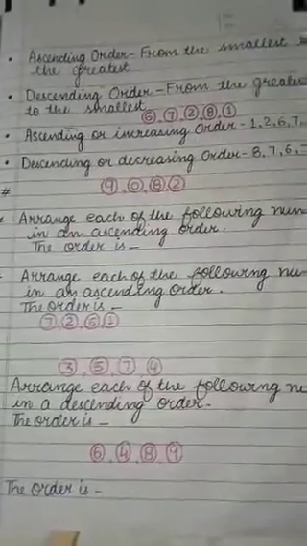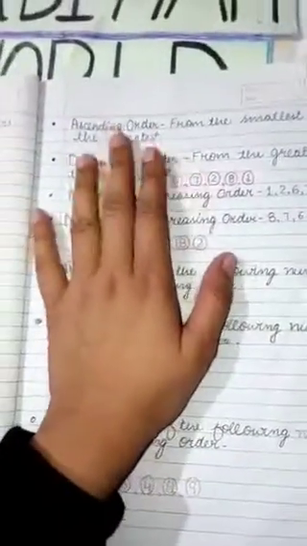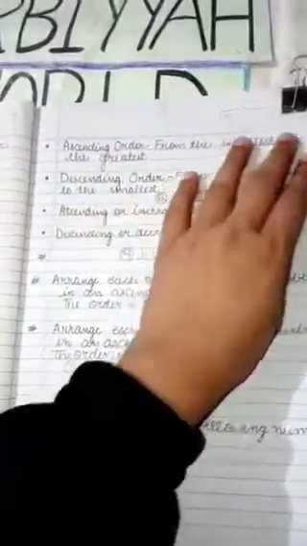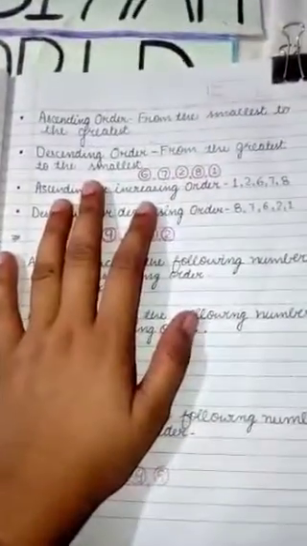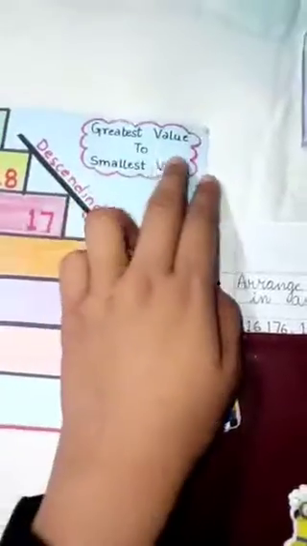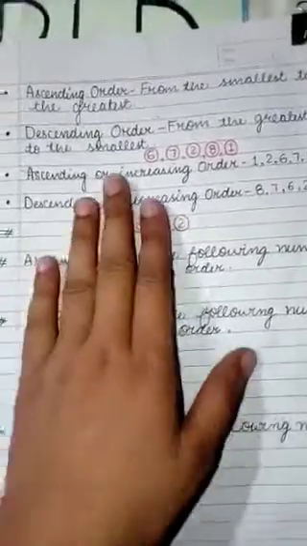Now come to the exercise. First of all, we see ascending order, from the smallest to the greatest. Descending order, from the greatest to the smallest. Now we will see the example.